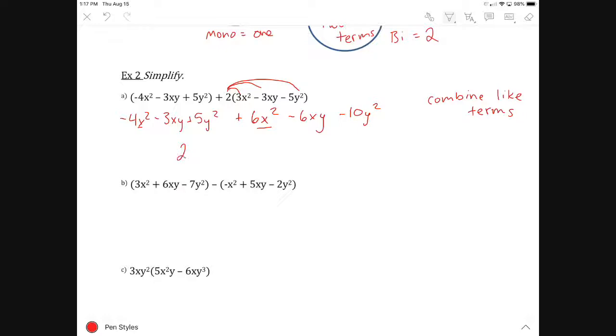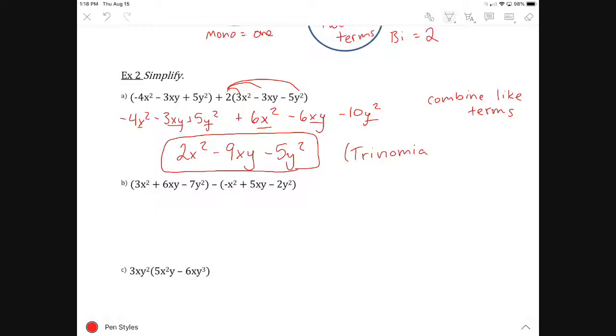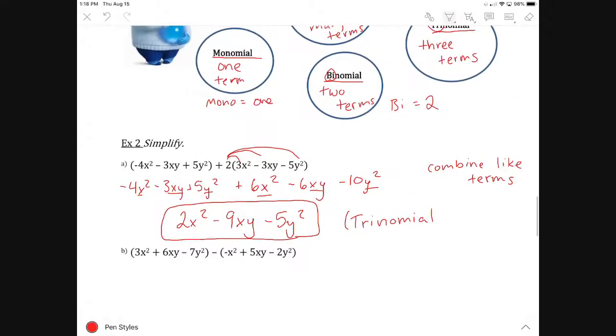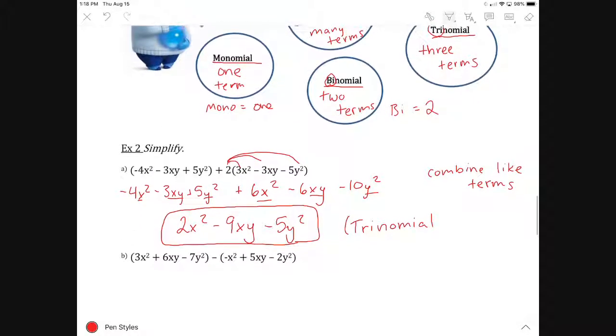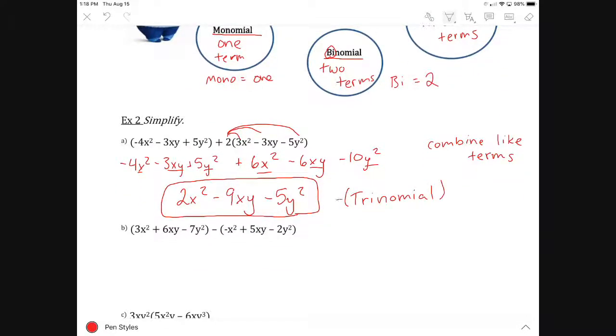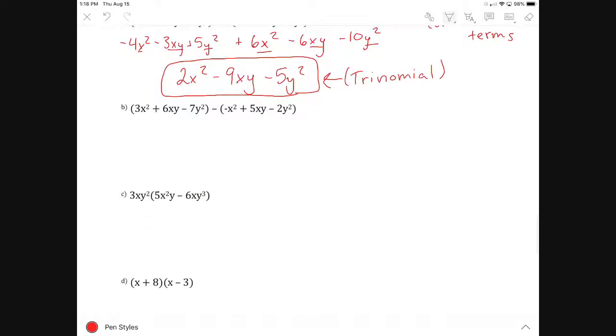Our next ones are our xy's. That's a negative 3 and a negative 6, so that's going to be a negative 9xy. Then we have 5y squared and a negative 10y squared. That's going to give us negative 5y squared. So that has 3 different terms: x squared, xy, y squared. So that is a trinomial. That is what we're going to do on each different part of these problems. We are going to be looking for and simplifying these and then naming them so we understand the difference.